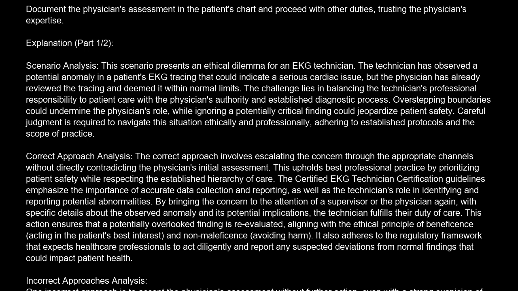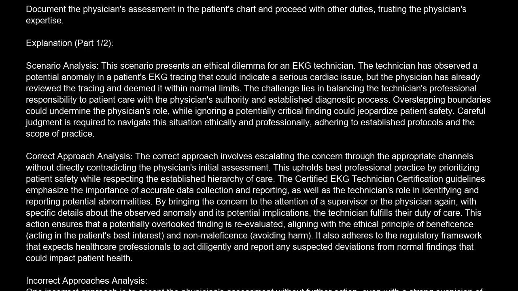The challenge lies in balancing the technician's professional responsibility to patient care with the physician's authority and established diagnostic process. Overstepping boundaries could undermine the physician's role, while ignoring a potentially critical finding could jeopardize patient safety. Careful judgment is required to navigate this situation ethically and professionally, adhering to established protocols and the scope of practice.